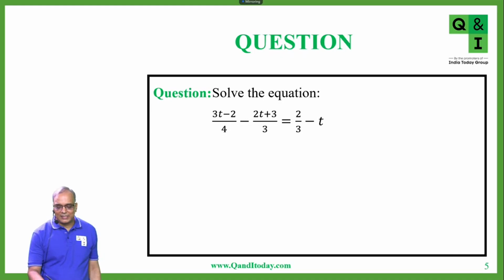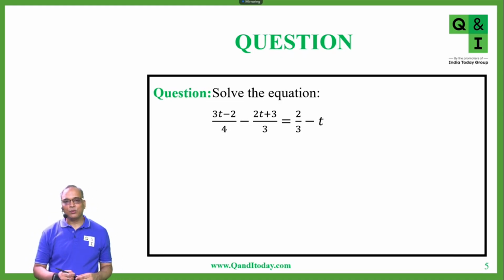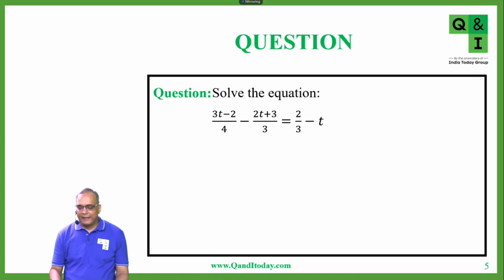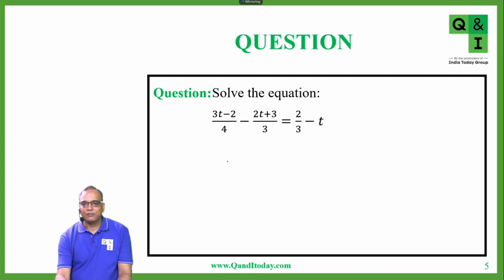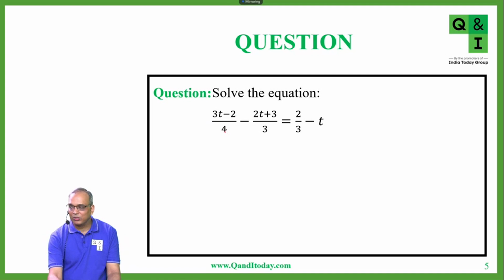So this is (3t minus 2)/4 minus (2t plus 3)/3 is equal to 2/3 minus t. So I will tell you how to solve this question, right? If you want to attempt it on your own, you can attempt it as well. But today, because this is the first question, I will want you to focus on how I am doing this question, so that you can use that concept to solve other questions of similar type in the class today.